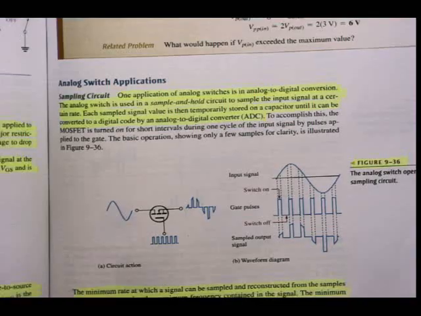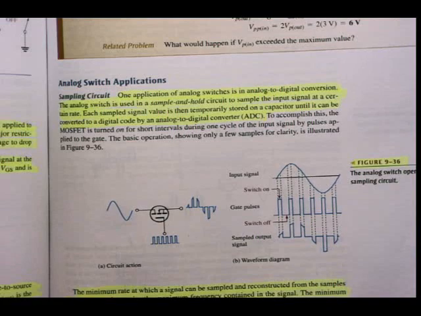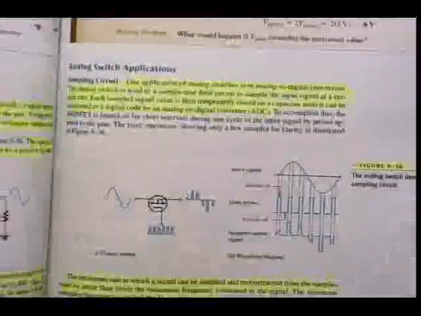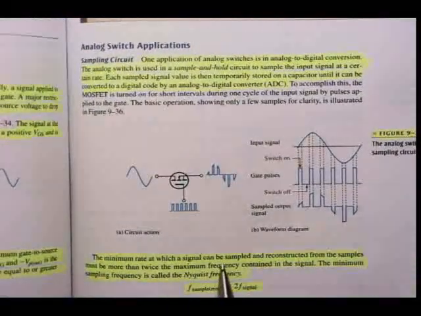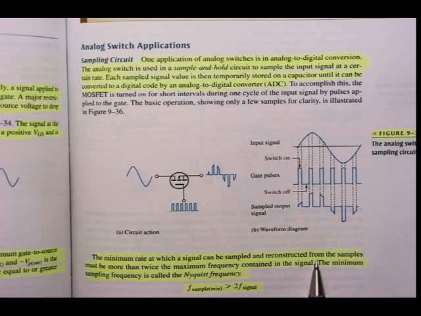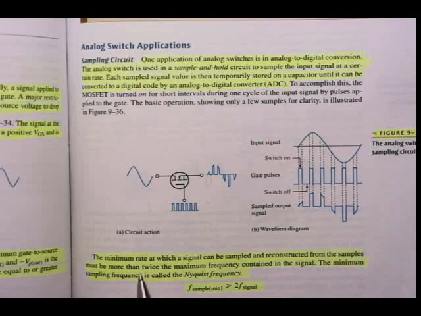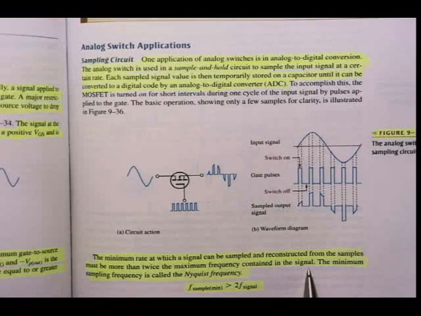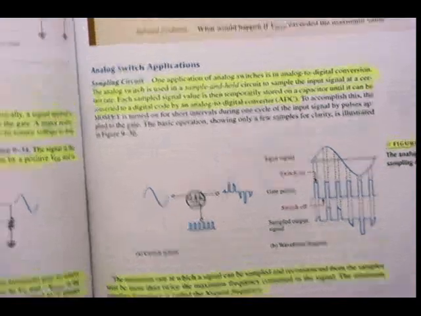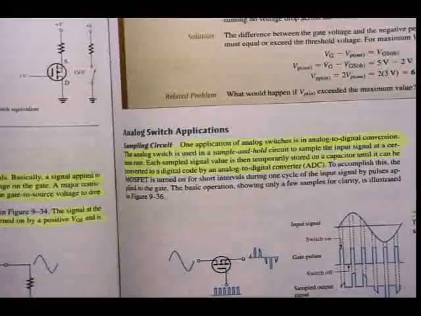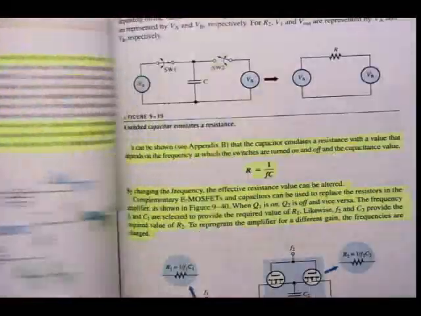Important though, mark the last paragraph there at page 461 as well. The minimum rate at which a signal can be sampled and reconstructed, that's important, eh? Sampled and reconstructed from the samples must be more than twice the maximum frequency contained in the signal. So the minimum sampling frequency is called the Nyquist frequency, and you can see the F sample minimum should be at least 2 times the frequency of my input signal.